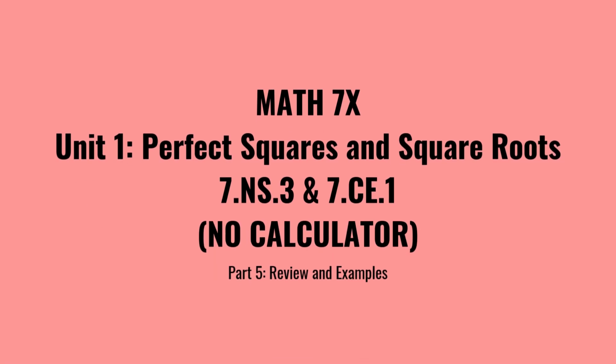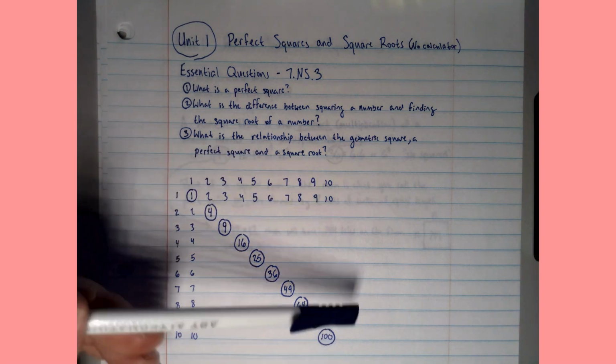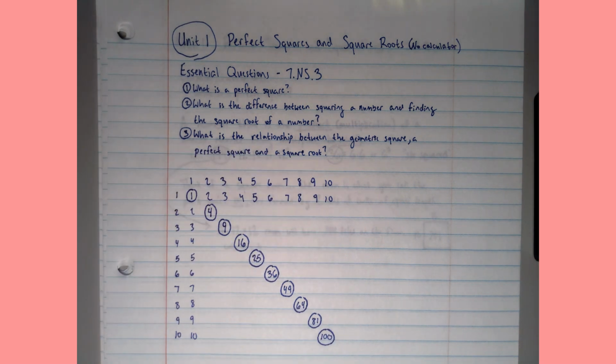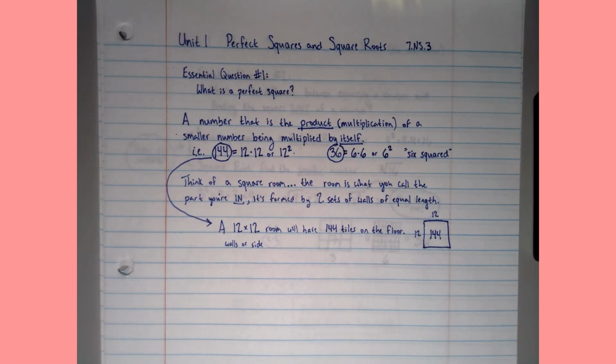Welcome back to what should hopefully be the last video in 7th grade's Unit 1, Perfect Squares and Square Roots, where you cannot use a calculator on this portion of the SOL. The first video I made, I went over just what each of these videos was going to be, the essential questions, there are 3 of them, and then how you can use your multiplication chart to help you know your perfect squares.